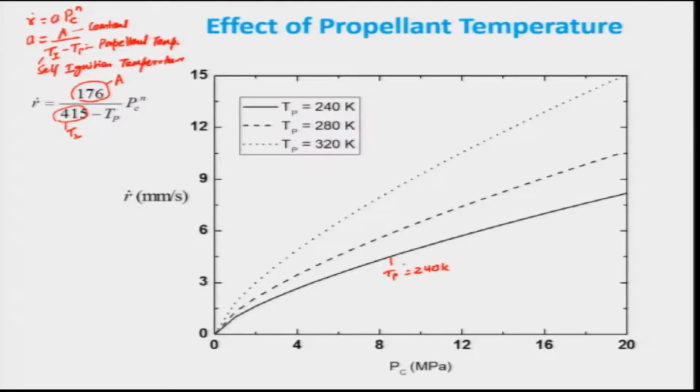And of course, when the propellant temperature increases to T_P equal to 280 Kelvin, there is an increase in the burning rate, and the increase in burning rate is more predominant at high chamber pressure. This curve corresponds to T_P equal to 320 Kelvin, and of course, there is an increase in burning rate with increase in propellant temperature for a particular chamber pressure. If I consider this one, for a particular chamber pressure of 16 megapascal, there is an increase.